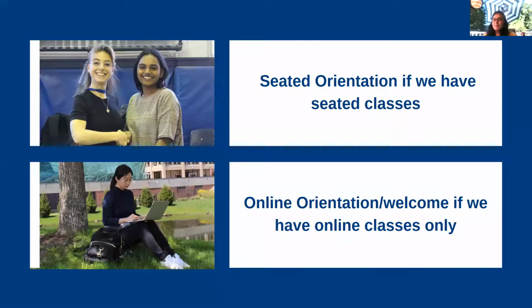So we have a graduate international orientation. If classes are seated, and that is what we are planning for and expecting at SUNY New Paltz, as Amanda said, SUNY New Paltz is one of 64 campuses. And so we don't make decisions for ourselves. We have a chancellor who works with all of our presidents and the board of directors to decide what is the best and safest practice for all of our universities. So as of right now, we are moving towards offering seated classes and therefore a seated orientation for those students who do arrive on campus in August.